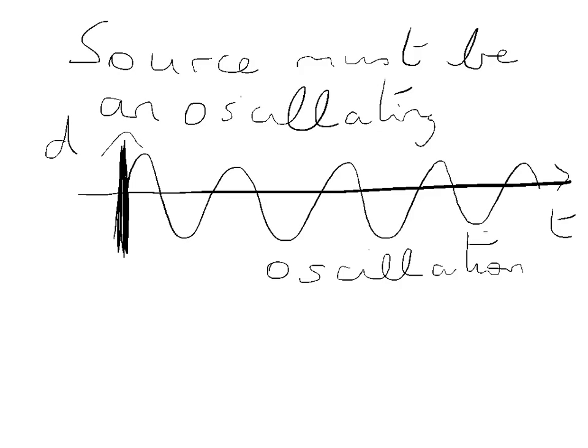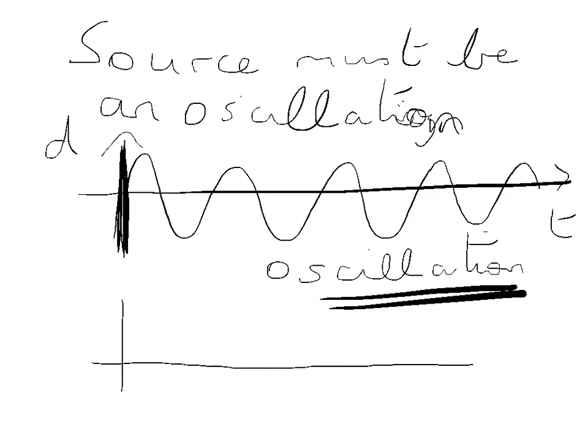Yeah, and I got this thing here. Source must be an oscillation. There we go, what I wrote there. So that's a graph of an oscillation. But of course a graph of a wave would look something different. It would look like this because the axes would be different.